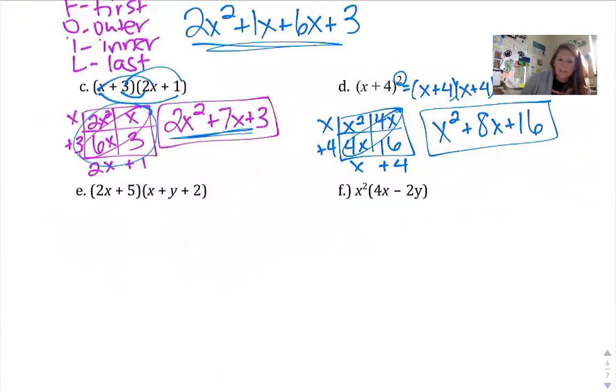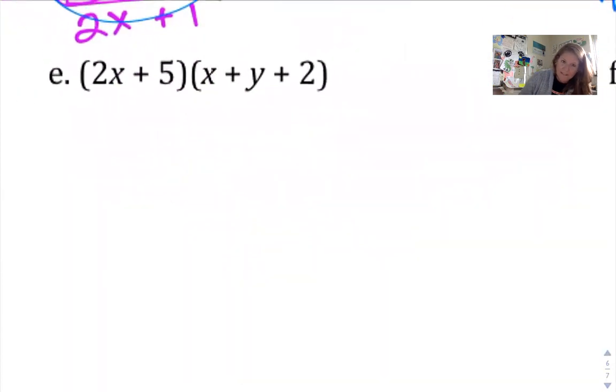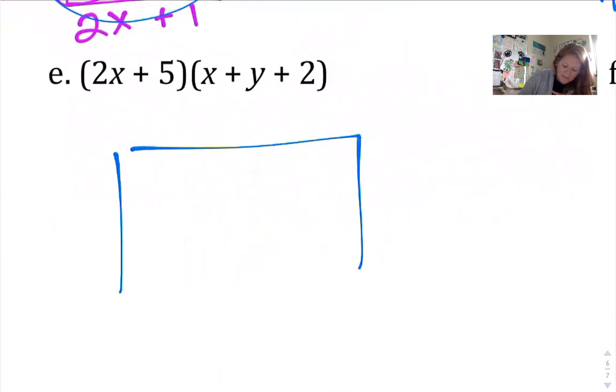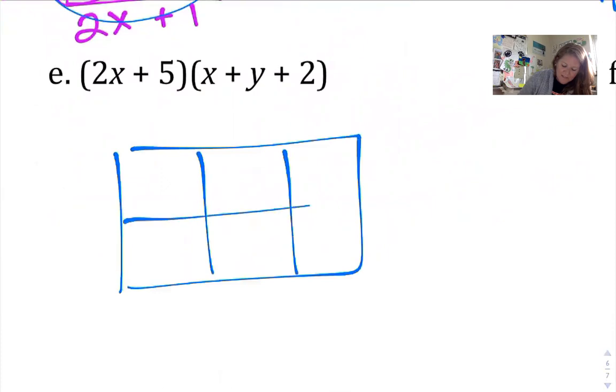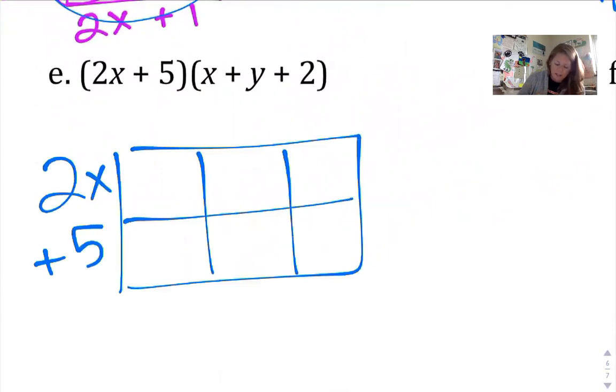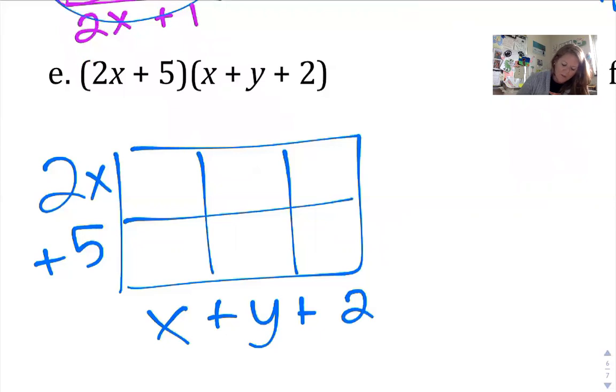Okay. For letter E, like I said in the previous problem, letter C there, this one I would definitely do the rectangle because there are too many pieces to keep track of. So I'm going to put my 2x plus 5 on the outside on the left and my x plus y plus 2 on the bottom. We're going to go through and we're going to fill out each piece. So 2x and x make 2x squared. So I took this times this.